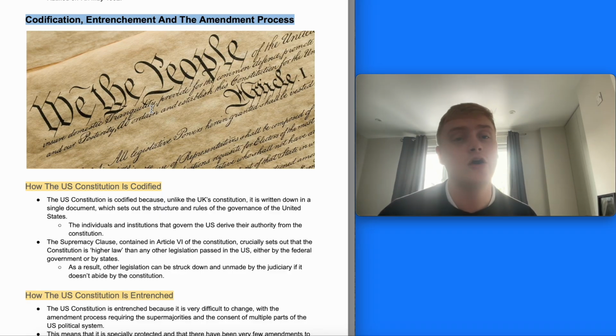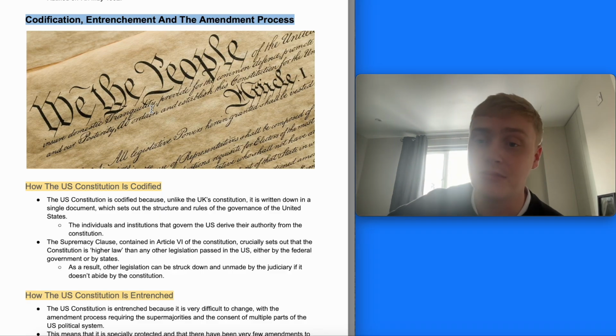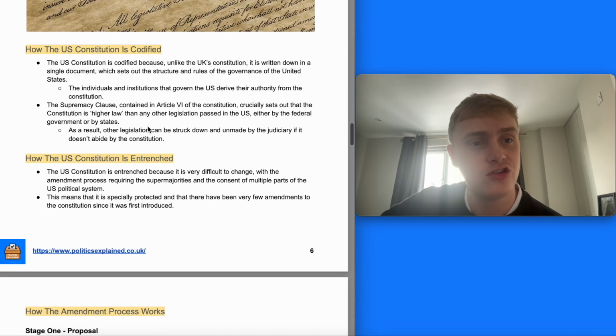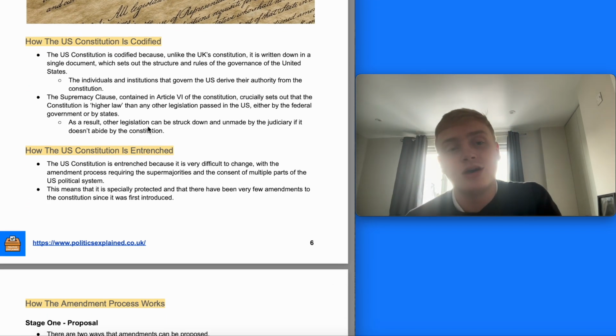What we're going to have a look at now is codification, entrenchment, and the amendment process. This is the key nature of the US Constitution. So first, having a look at how the US Constitution is codified.